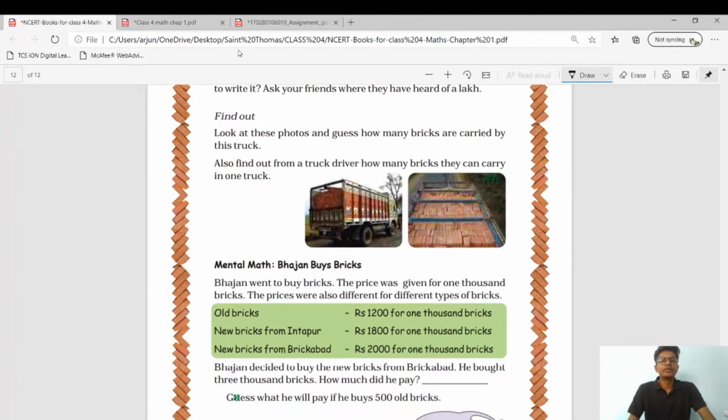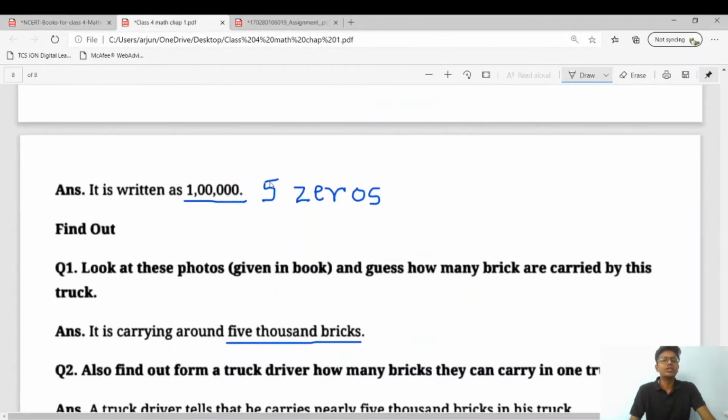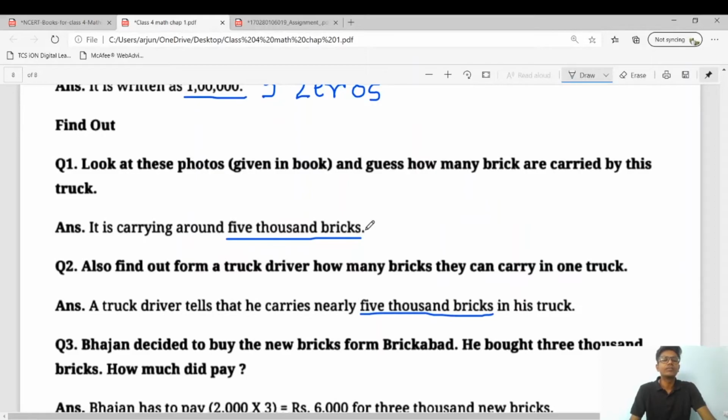Find out. Look at these photos and guess how many bricks are carried by this truck. So here you can see the 2 pictures of a truck. You have to estimate how many bricks are kept in the truck. But due to this pandemic, you can't go outside. So I went outside and asked the truck driver how many bricks can be kept in this truck. He gave me the answer of 5,000 bricks. Okay. So 5,000 bricks can be kept in a truck.